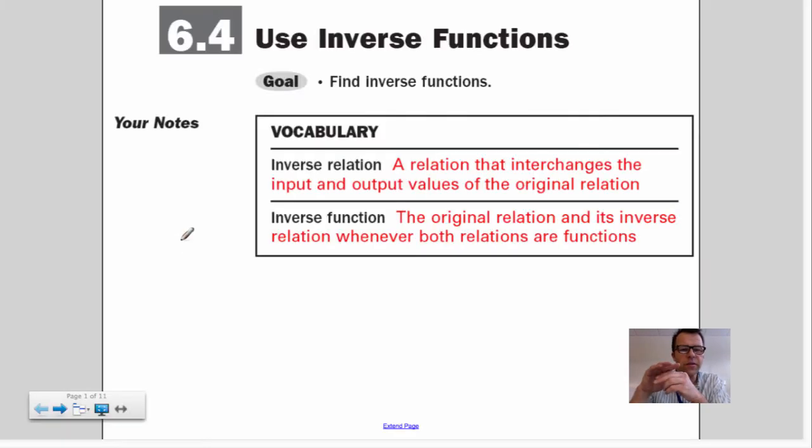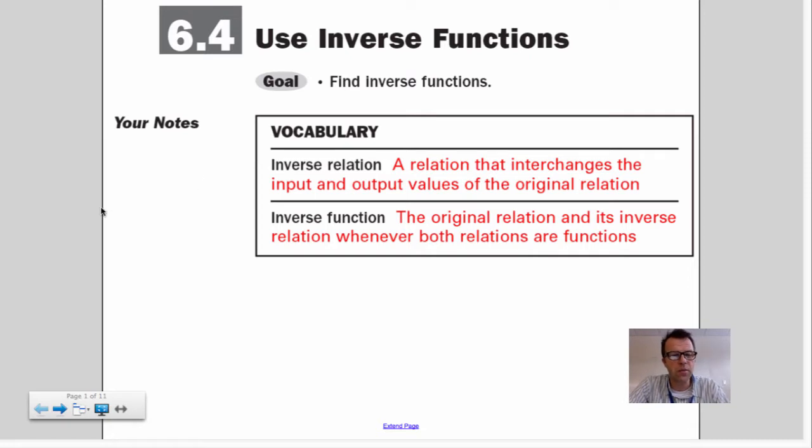All right, here we go. Section 6.4. Title is Use Inverse Functions. So two vocabulary, which are pretty interchangeable. Well, not interchangeable, I guess quite different in a way, but they're either the inverse relation, and we define that as a relation that interchanges the input and the output values of the original relation.